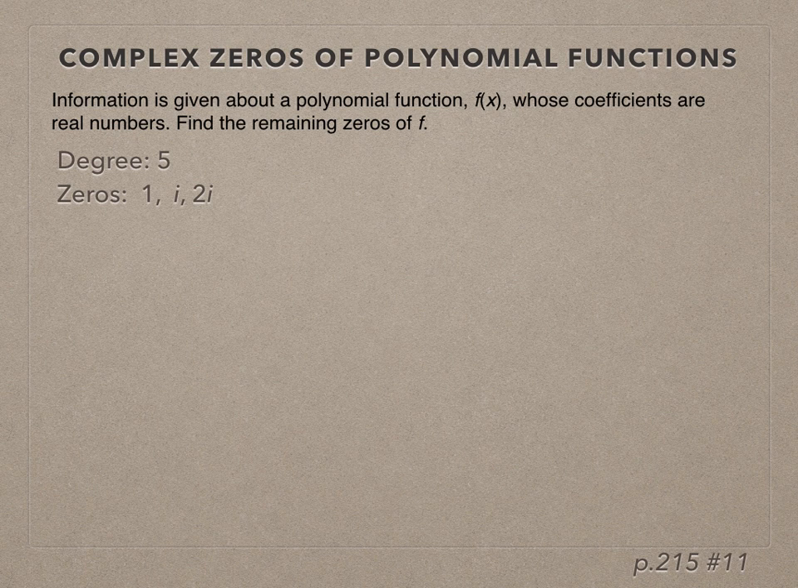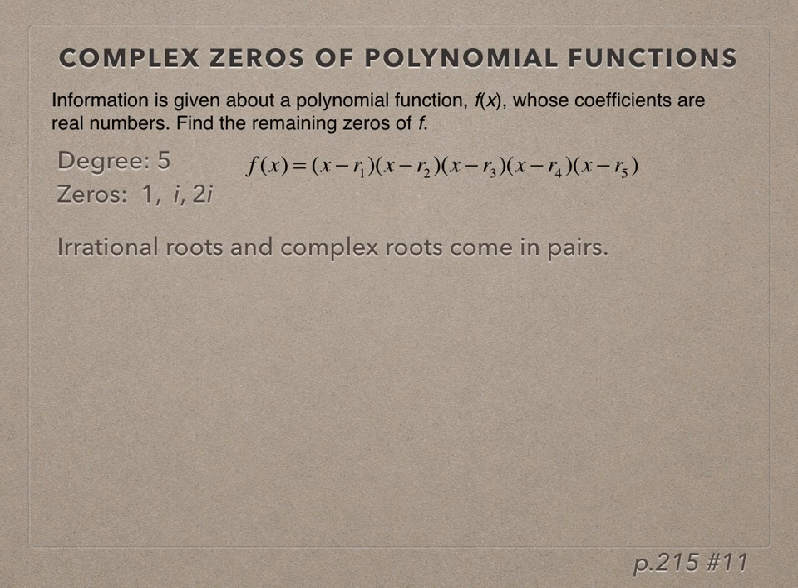There are 3 zeros that are given, the number 1, i, and 2i. Because this is degree 5, we know that there are 5 solutions. We could write the factored form this way, where r sub 1 stands for the first solution, r sub 2 is the second solution, etc. We know that irrational roots come in pairs and complex roots also come in pairs. If a plus bi is a root, then its conjugate a minus bi is also a root.